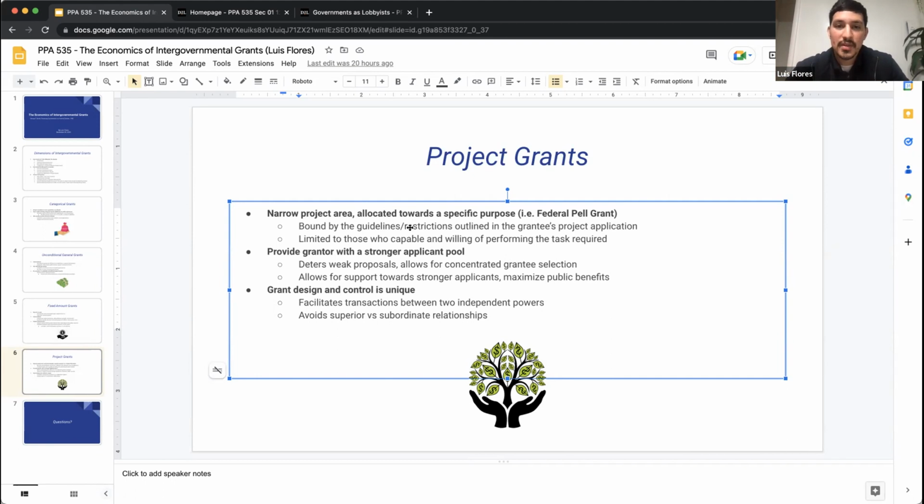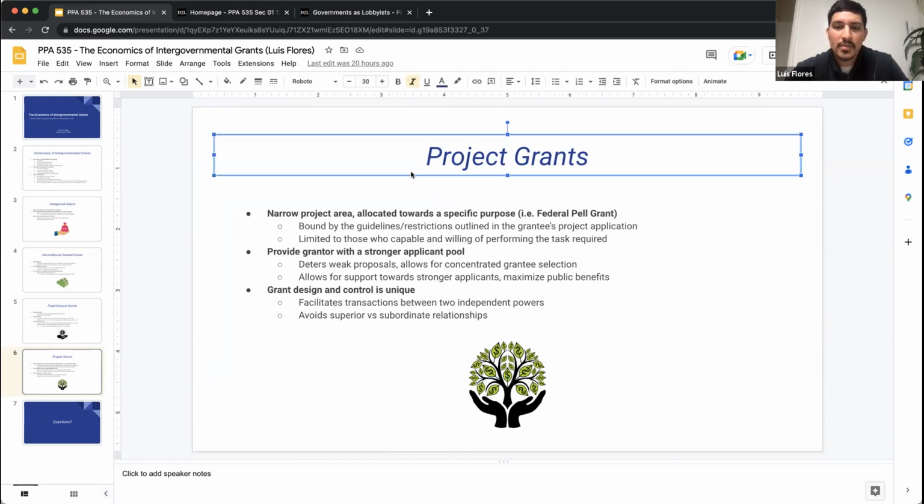So you want to make sure that you're outlining this narrow project area to ensure that you as a grantor, in this case the federal government, are meeting that public good and extending the love all the way down to the local level. And in doing so, a very unique thing about project grants is that the grant design and the control of the grant itself facilitates transactions between two independent powers, right? You have a student, for example. These don't typically happen between the federal government and the state government, right?